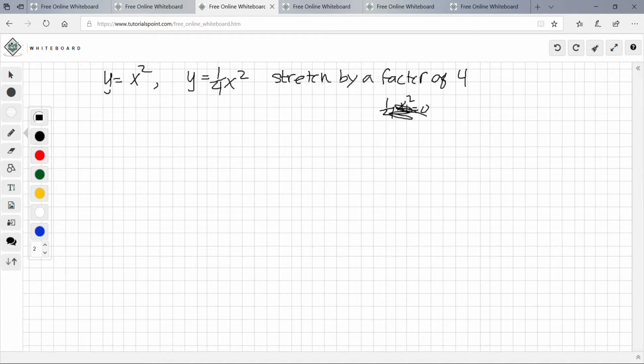It's 4 because we needed to get 1, so 4 times 1/4 is 1. That's how I got 4. So basically, it's going to look something like this. Stretched and compressed are not the same thing. It's just being stretched, not compressed. There's a difference.